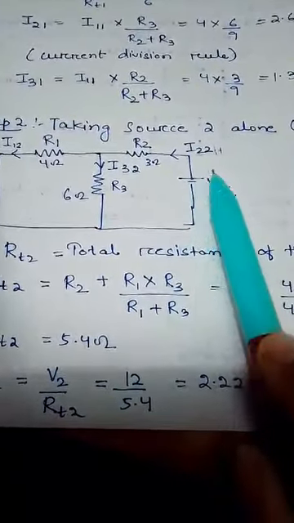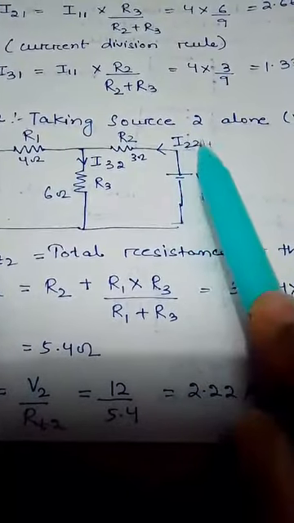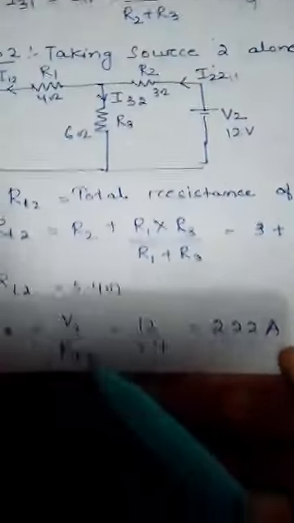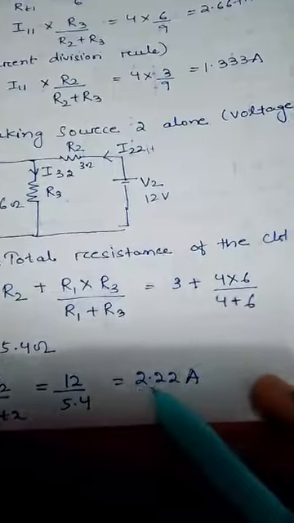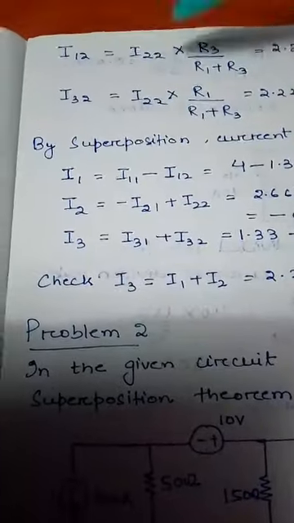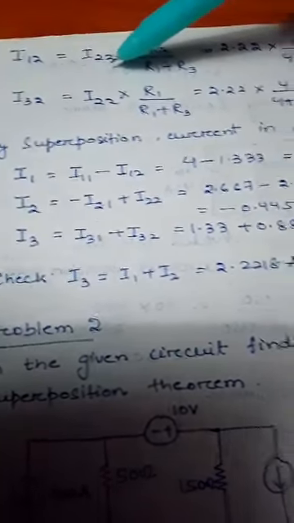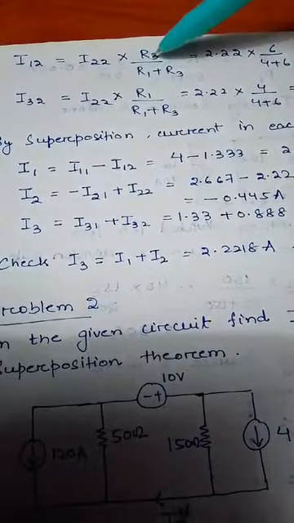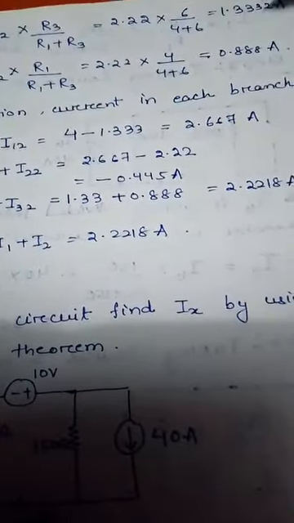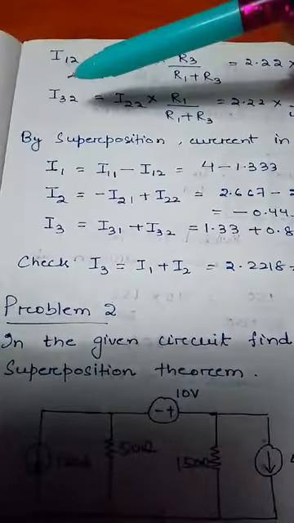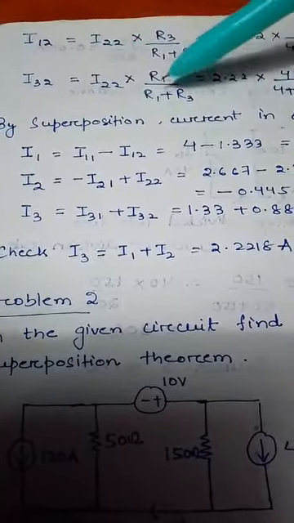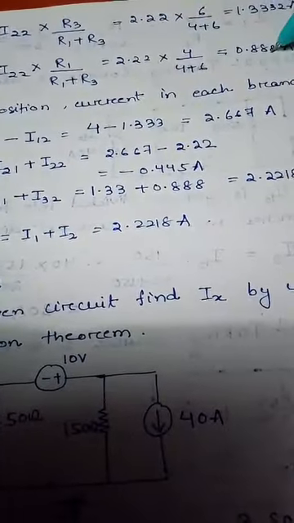Now we find the current I22, that means the current in branch 2 due to source 2. I22 is equal to V2 by the equivalent resistance, which is 12 by 5.4, that is 2.22. Next we find the branch currents using the same current division formula: I12 is I22 into R3 by R1 plus R3, the opposite branch resistance by total resistance, and we get around 1.33 ampere. Similarly we find the current in branch 3 due to the second source, again total current into opposite branch resistance by total resistance, which we calculate to be 0.88.